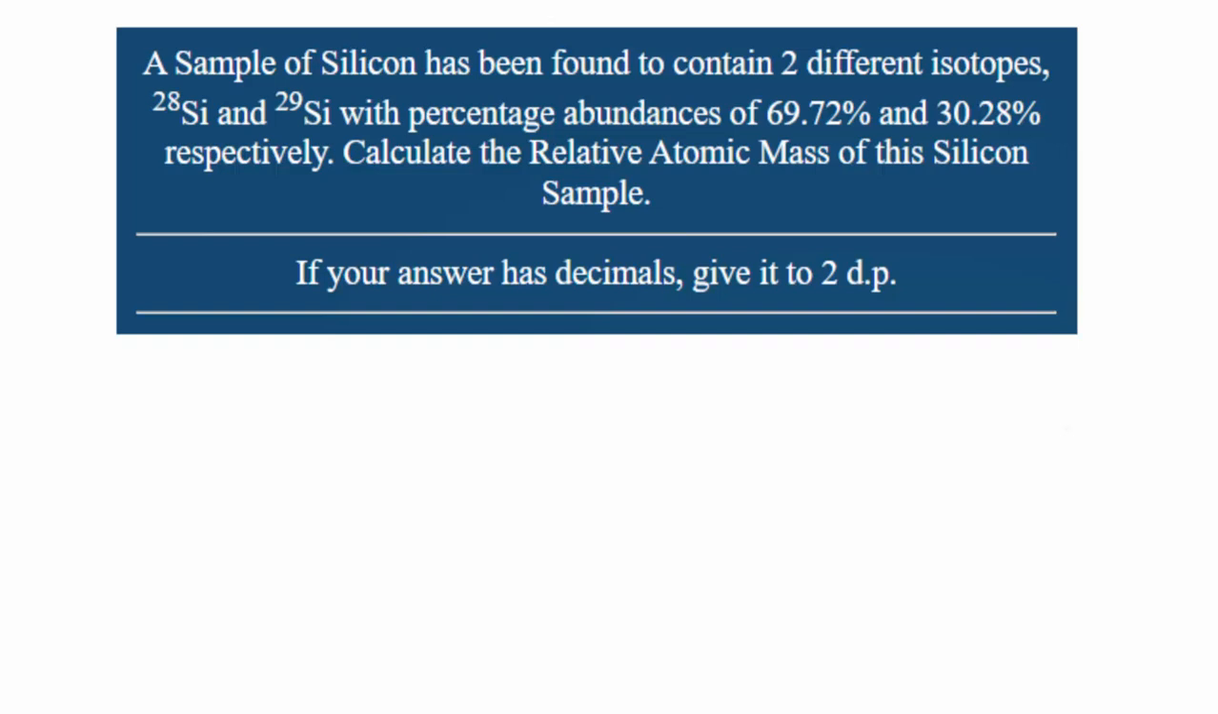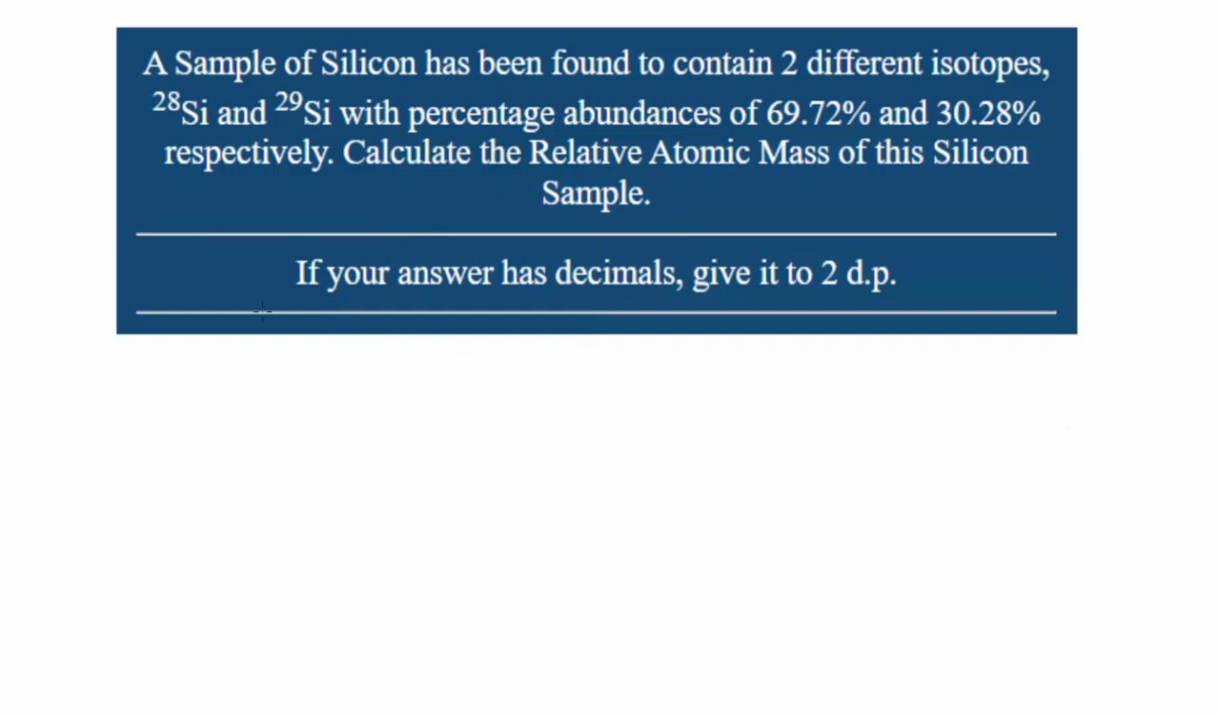In this question, what we've been asked to attempt to work out is the relative atomic mass for a sample of, in this case, silicon. And in this example, we've got two isotopes. So we've got 28 and we've got 29. And what we're going to try and do is figure out, well, actually we'll get to that. I'm just going to go into the question.